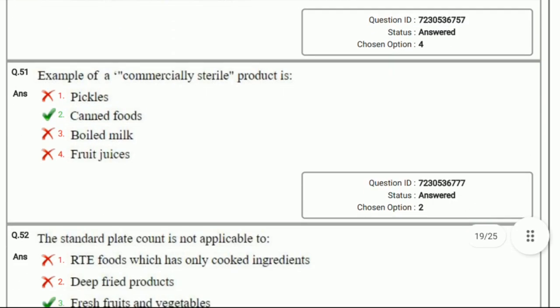Next question, example of commercially sterile product is. So we know that canned foods are commercially sterile. Commercial sterilization means that complete destruction of microorganisms is not possible. Only 90 to 99% of sterility is achieved, and most of the viable cells are destroyed. So that is known as commercial sterility. So in canned food, we have commercially sterile food.